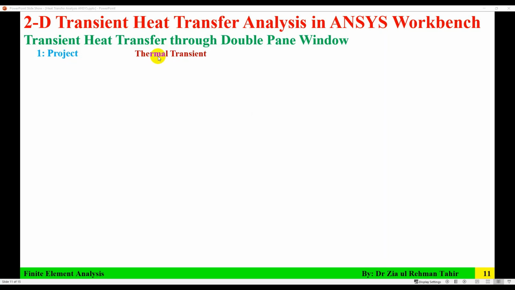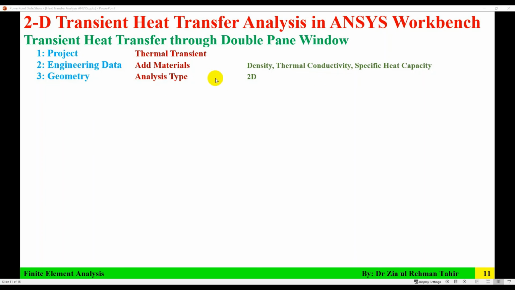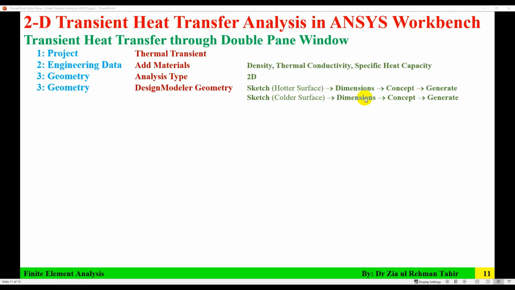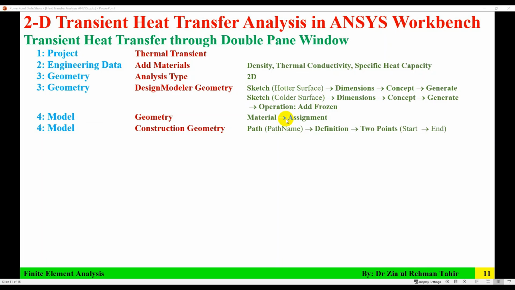So first, you need to start a thermal transient project, and then add materials. So there are two types of material, one glass and one air. So density, thermal conductivity, and specific heat capacity are required for that. And geometric analysis 2D, and then you need to preferably start from the hotter surface first, and then the colder surface. And in this concept, in operation, you need to add frozen instead of add material. Then in the geometry you need to go and assign material to different geometry, and then paths need to be created in construction geometry so that you can view the results.